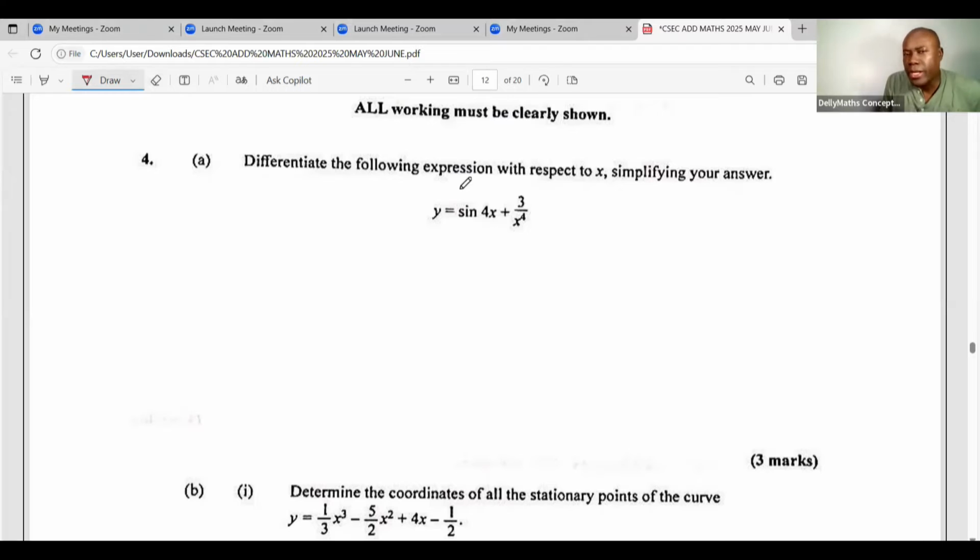The question says differentiate the following expressions with respect to x, simplify your answer. All right, so let's take a look at this one. What we're going to do is rewrite this, so I'm going to put it on this side. So what we have here is y is equal to sine 4x plus 3.